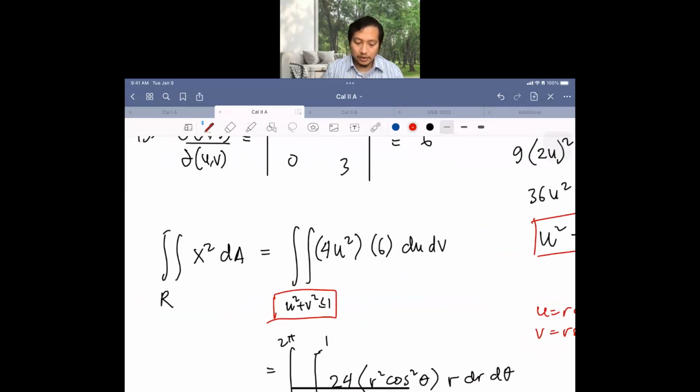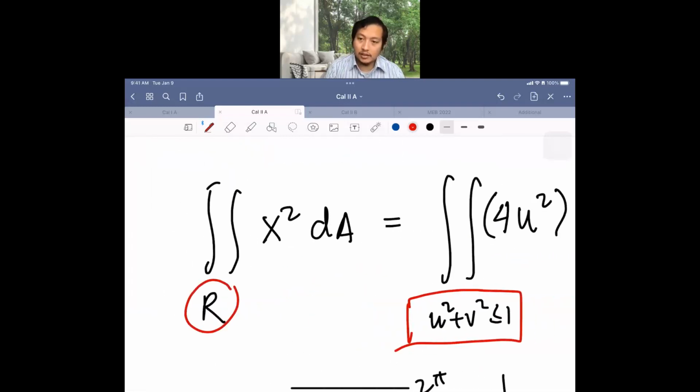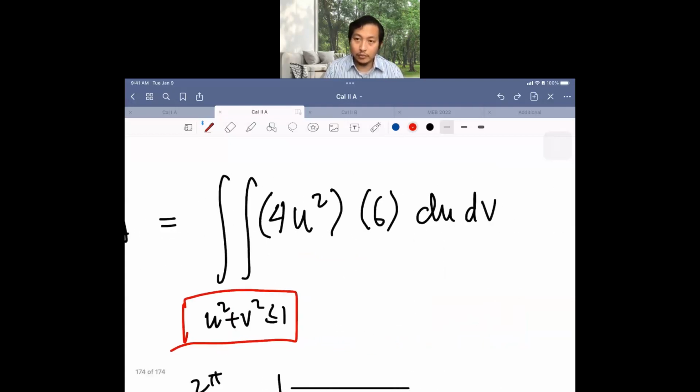And now we are going to integrate this. The double integral over R of x squared dA. Then we change x, y to u, v, so x squared becomes 4u squared. Put in the Jacobian value and write du dv or dv du. It's up to you.